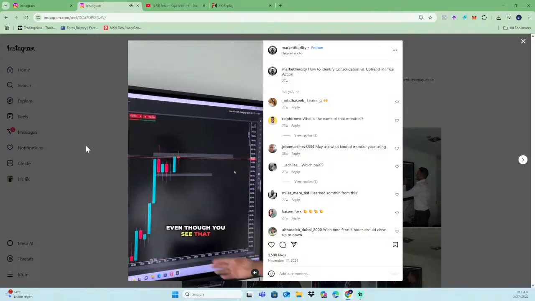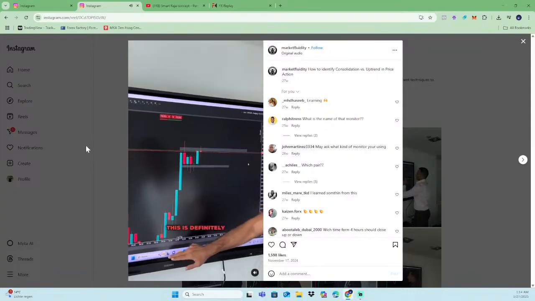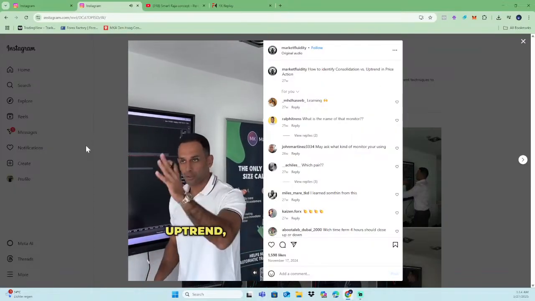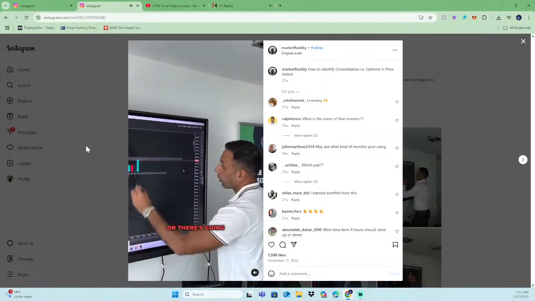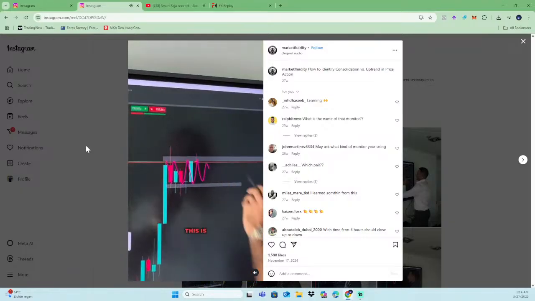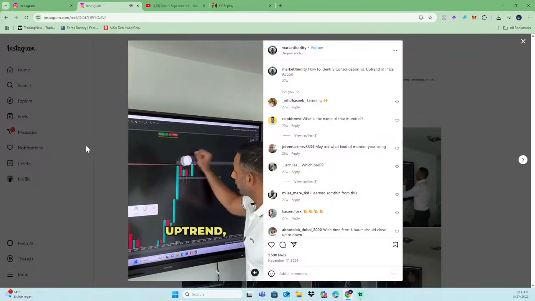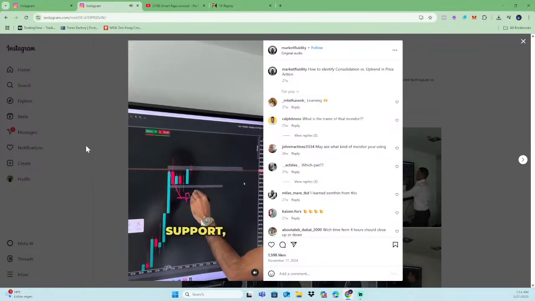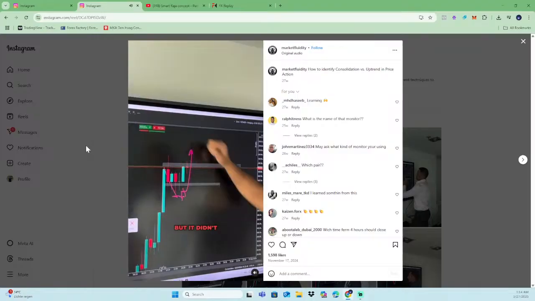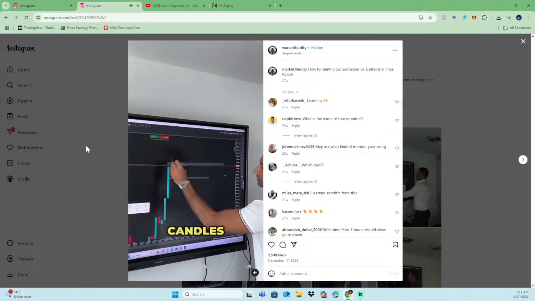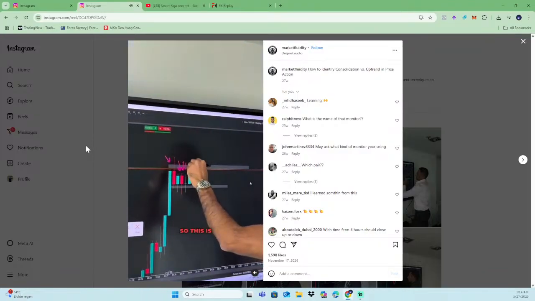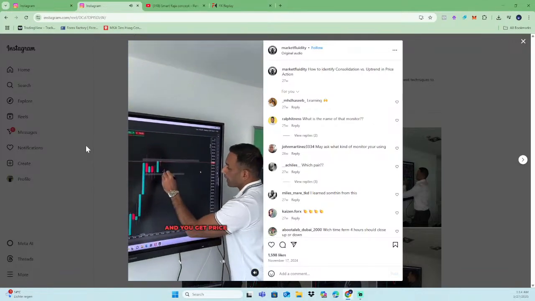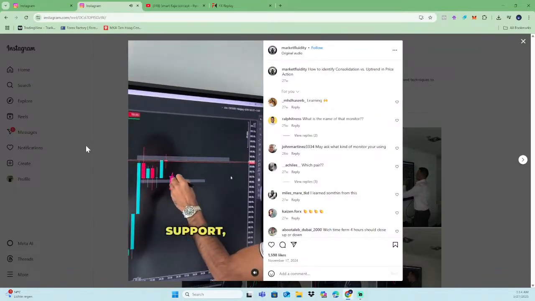Even though you see that price has moved up, this is definitely not an uptrend, because price moves in three ways. Either this is going to be an uptrend, a downtrend, or consolidation. This is consolidation. If this was an uptrend, we would come down, create some sort of a support, and then we would move up. But it didn't happen. All we can see is the candles are printing next to each other. So this is consolidation.